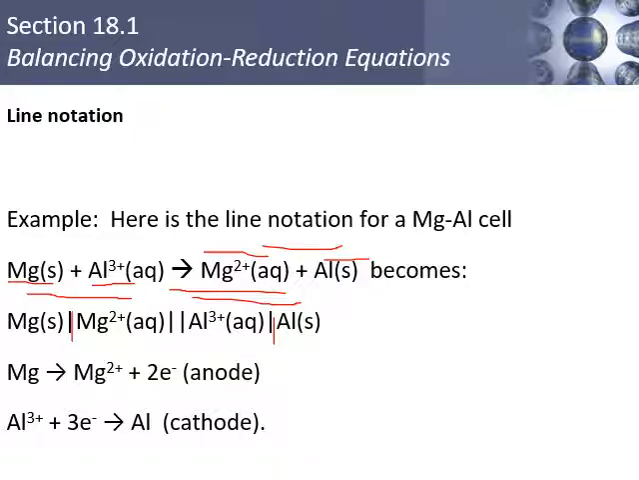And so what's happening at the anode is, again, you've just got the magnesium going to Mg2+, and at the cathode on the right-hand side, you just have the Al3+ going to aluminum. But you have to be careful. You have to watch it, because notice that even though this thing right here is on the left, it's actually a product, and even though this thing right here is on the right, it's actually a reactant. Okay, let's go to the next slide.